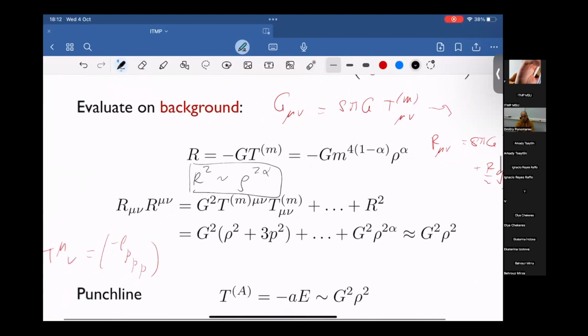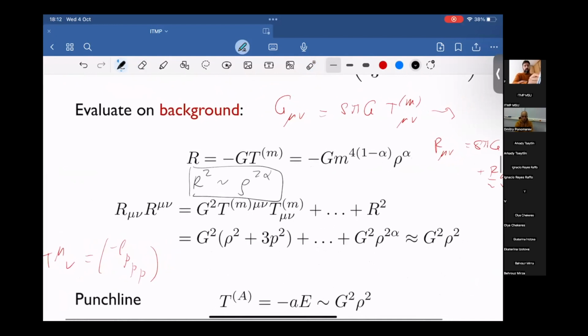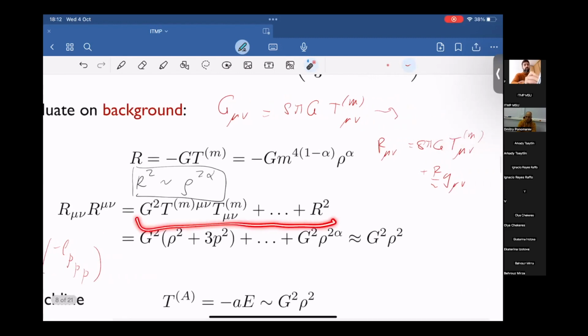Okay. Now consider in contrast the Ricci tensor squared. The Ricci tensor squared has these different contributions, which come from just rewriting the Ricci tensor in the Einstein equation like this.